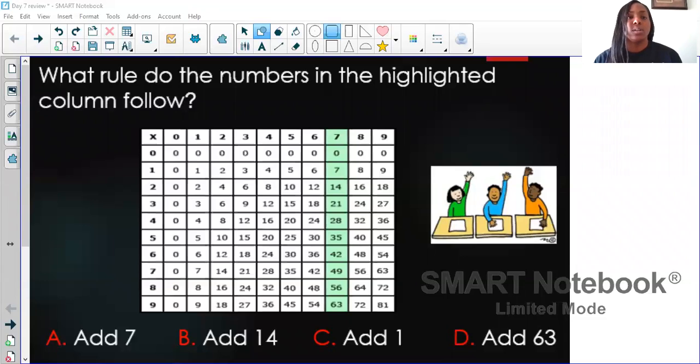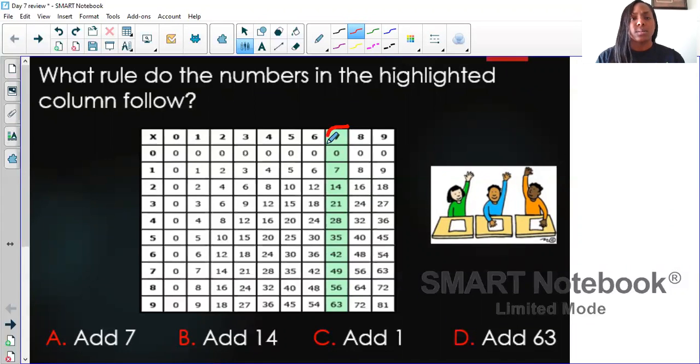All right, so let's take a look. What rule do the numbers in the highlighted column follow? So if we take a look, I'm looking very carefully right now. I want to go ahead and get my pen ready. It's showing us A, add 7, B, add 14, C, add 1, or D, add 63. So let's see. The highlighted column is showing me 7s. So I'm going to go ahead and circle the 7.